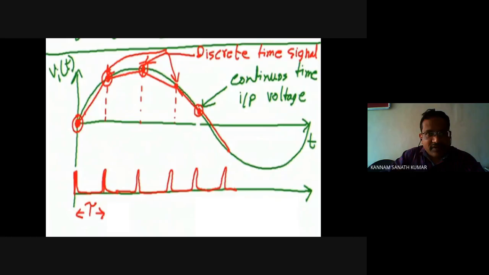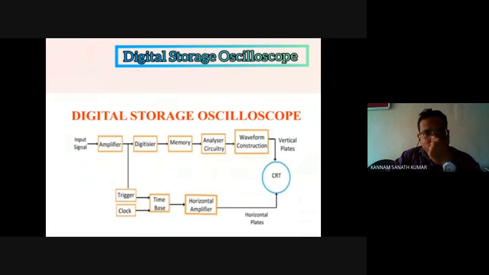So you are getting discontinuous points over here. So you are getting a discrete time signal. That means discretized. You are making this time signal discontinuous. So discretized. Okay. This is the basic operation present in the digital storage oscilloscope.